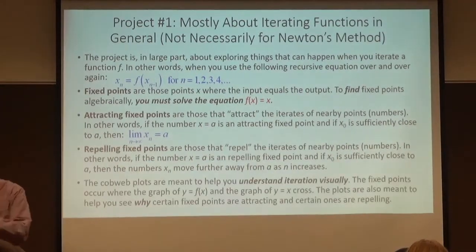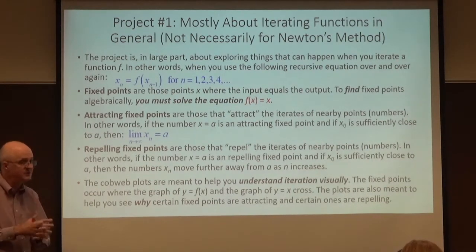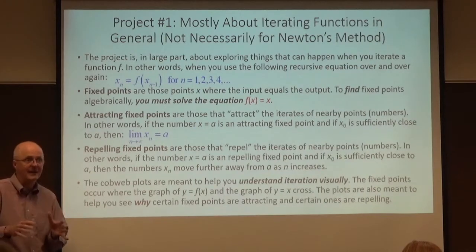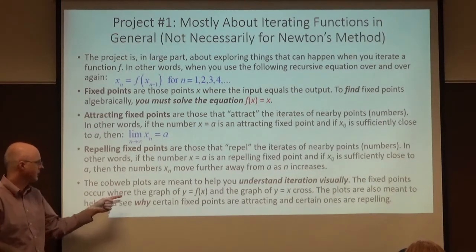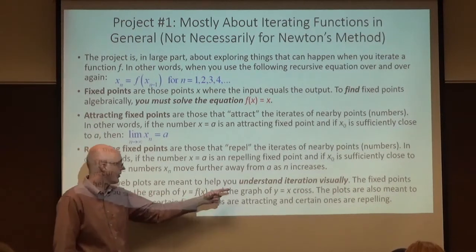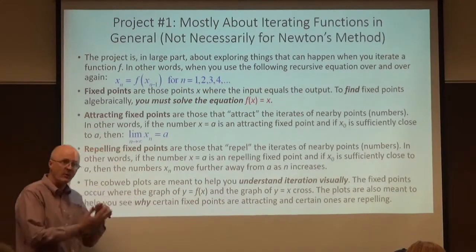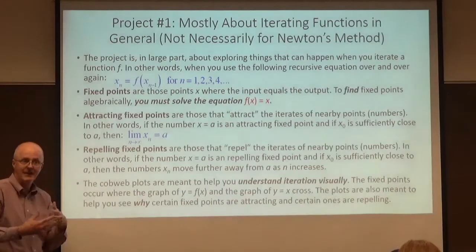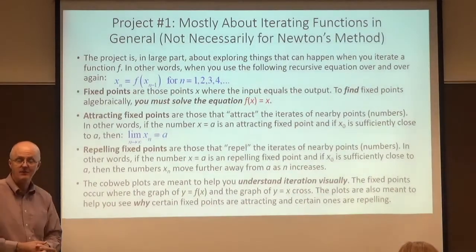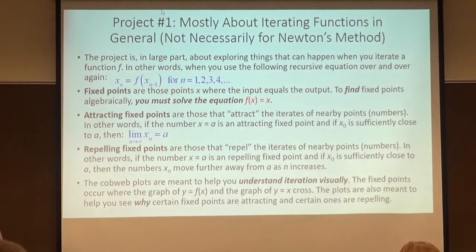And the cobweb plots are just meant to help you understand the iteration visually. They are not the exact same picture as Newton's method. It's a similar kind of thing, but definitely not exactly the same. And the fixed points occur where the graph of your function crosses the graph of the 45-degree line through the origin. Where those cross each other, that's where the fixed points are going to be. And so that can help you visually see where the fixed points are going to be, as long as you pick your window correctly. So let's do an example.